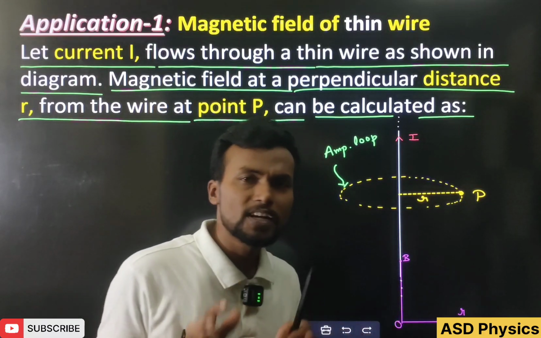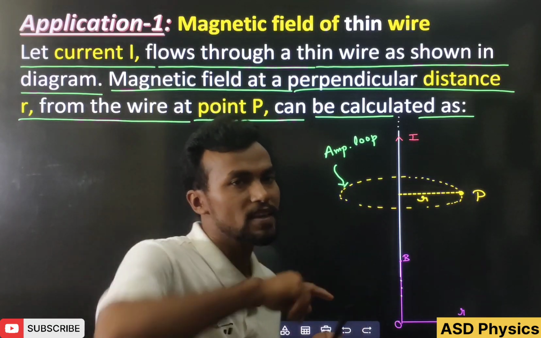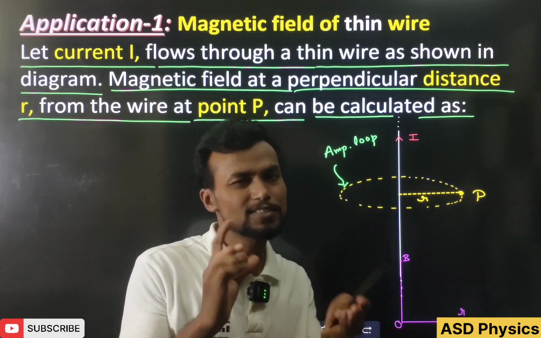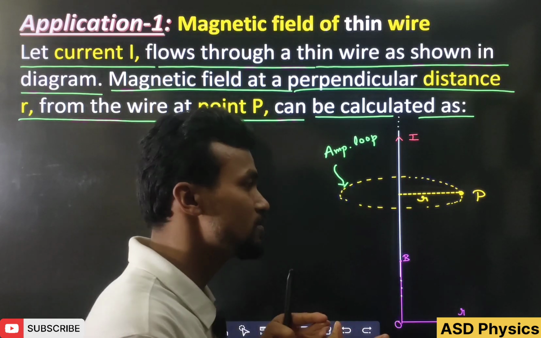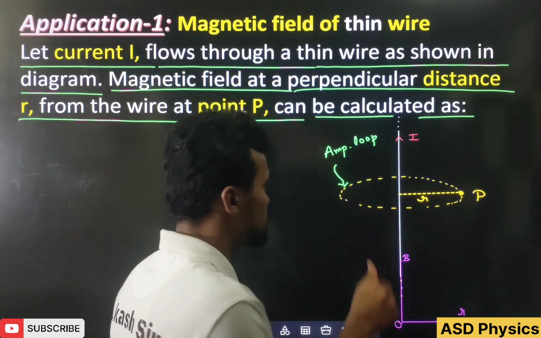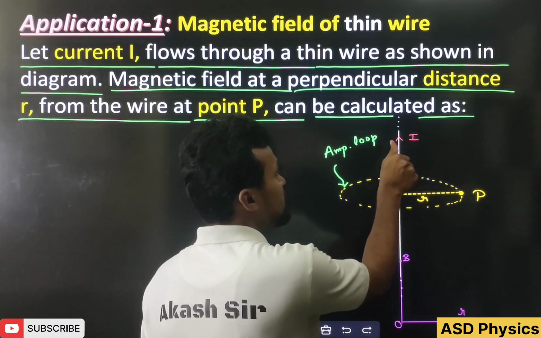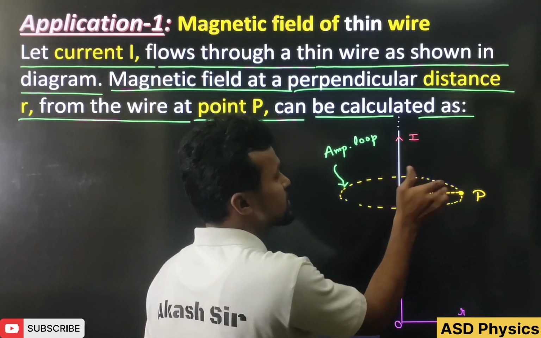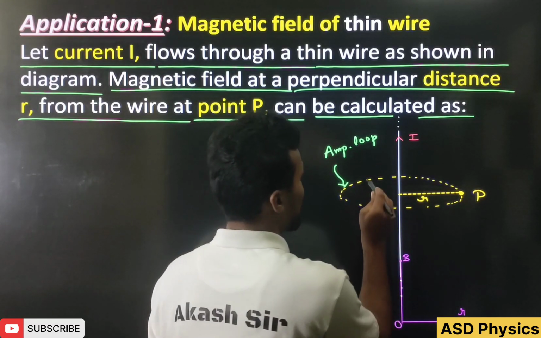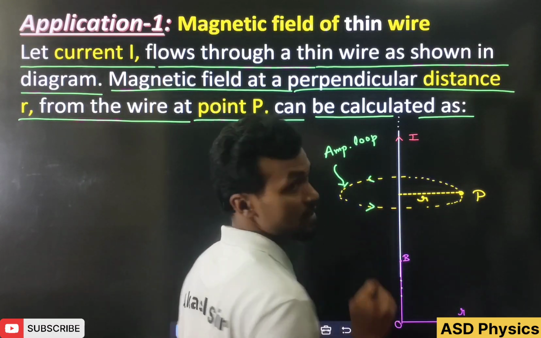Remember that whenever we are doing the derivation, we will always take the Amperian loop direction along the direction of the magnetic field, so that the minus sign does not come, and the angle between the magnetic field and dl will remain 0 degrees. See, my thumb is along the current. Curl fingers are going which side? Inside. That means the magnetic field is like this, so the Amperian loop direction also I will take like this.